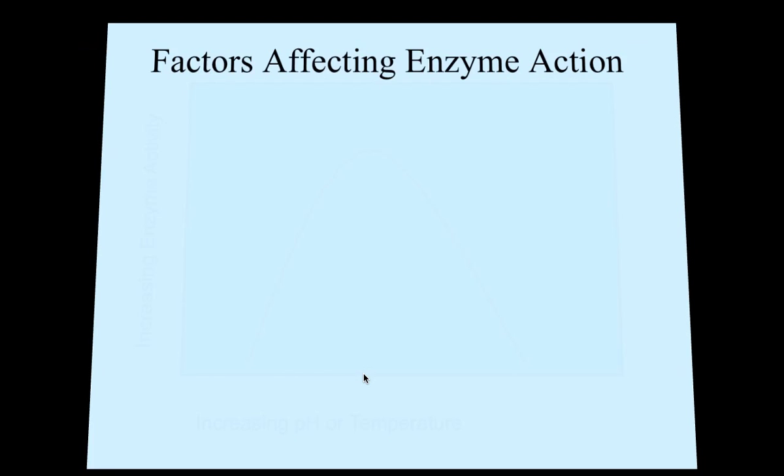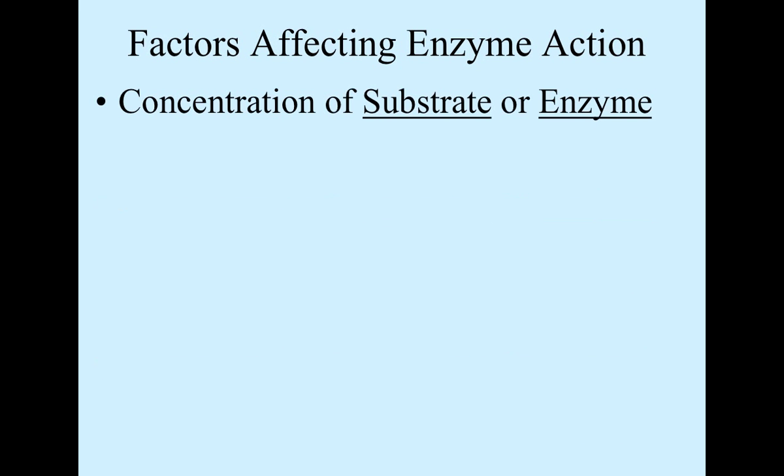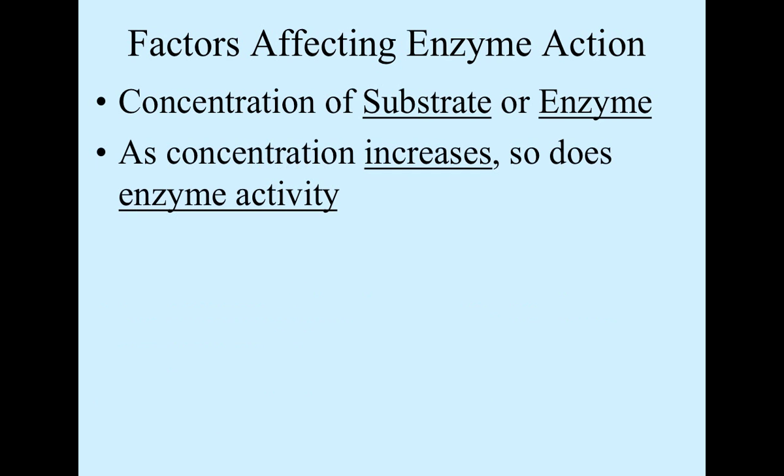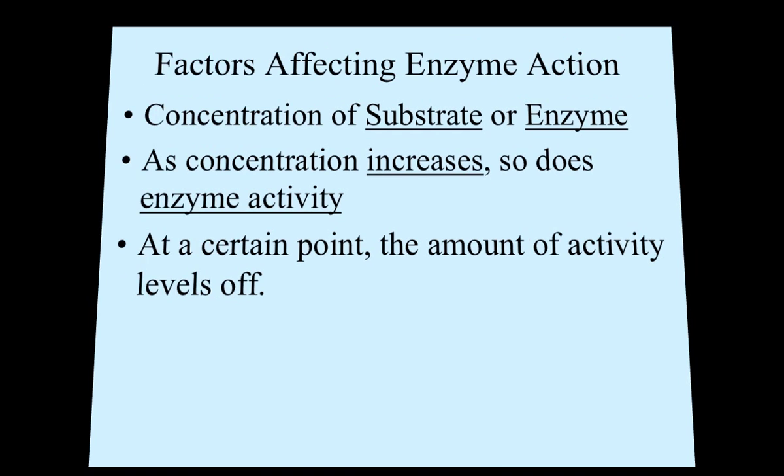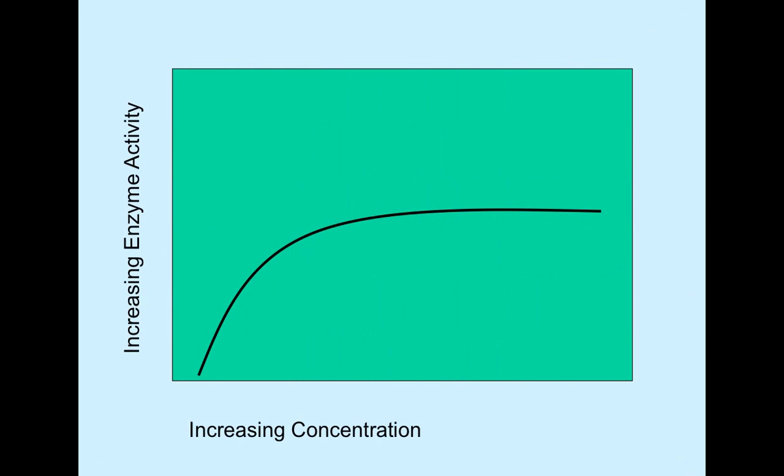Some other factors that affect enzyme action are the amount of enzyme or the amount of substrate. What happens is, as the concentration of one increases, the activity will also increase to a certain point. So if I increase the concentration of either my enzyme or my substrate, the enzyme activity will go up. But at a certain point, it will level off. So we would end up with a graph that looks like this.